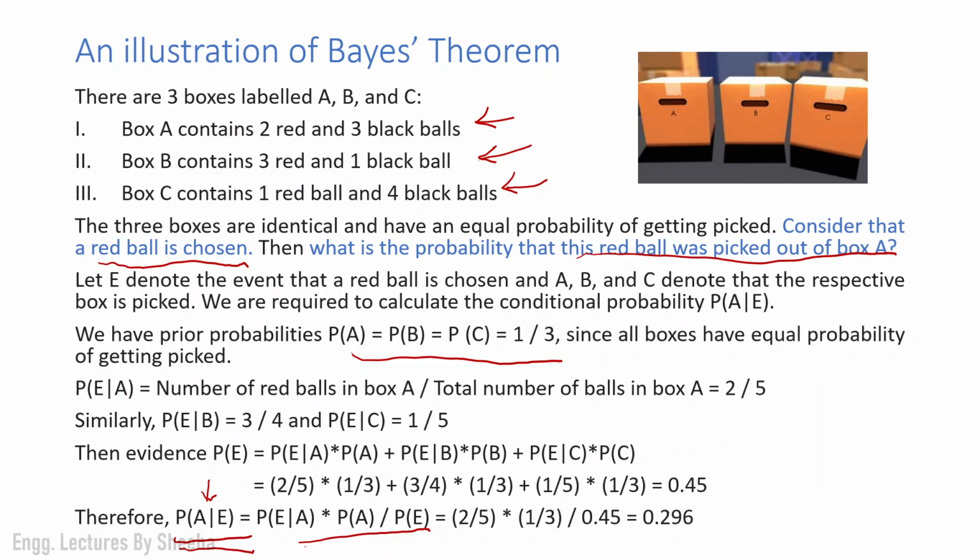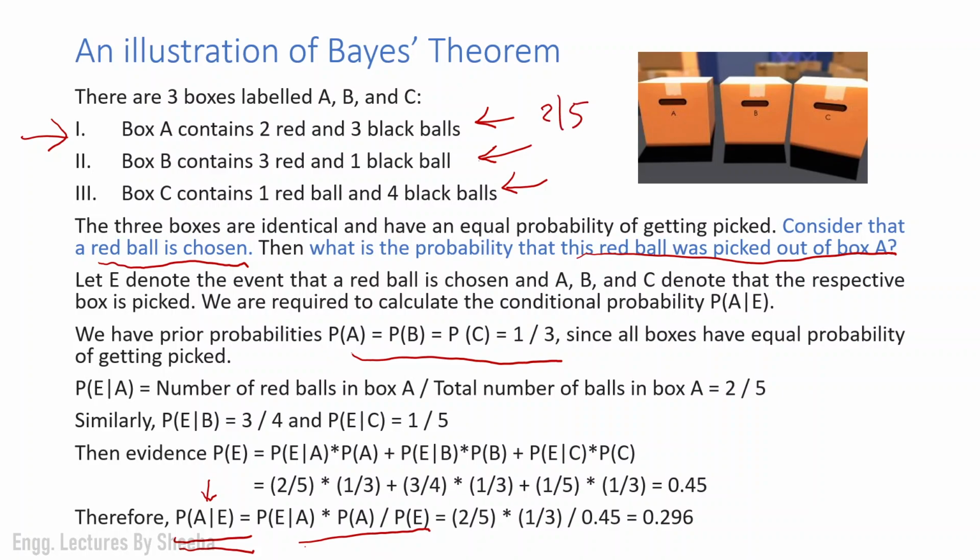So, number of red balls in box A. What is the number of red balls in box A? You can see here in box A, it consists of 2 red and 3 black balls. So, what is the probability of picking a red ball from box A? How many total balls are there? That is 2 plus 3. 5 balls are there. Out of that, 2 are red. So, the probability of choosing a red ball from this box A is 2 by 5.